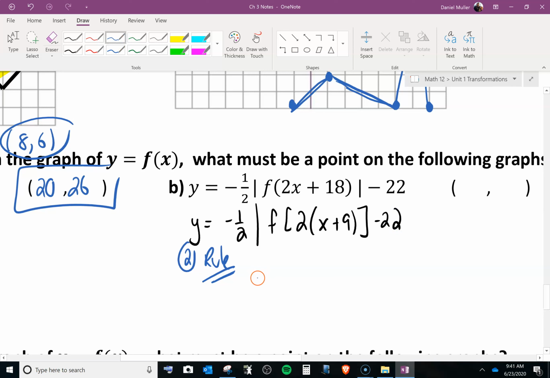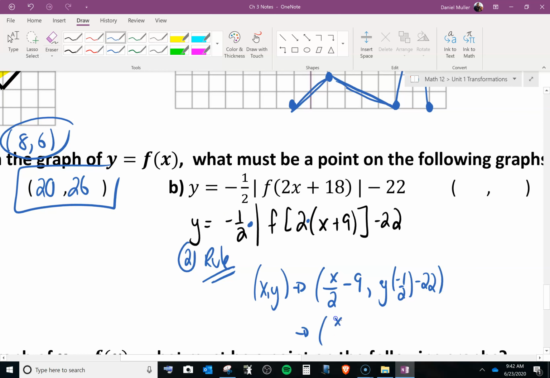And now we've got our x. So this is x times by 2, so we'll go x divided by 2, and plus 9 becomes a -9. And then our y is times by -1/2, so I'm going to take my y and times it by -1/2, and then -22. So this could be cleaned up a little bit. This x over 2 is fine, -9 fine, but this y times -1 is a -y. 2 is on the denominator, -22. So that looks a little bit nicer.